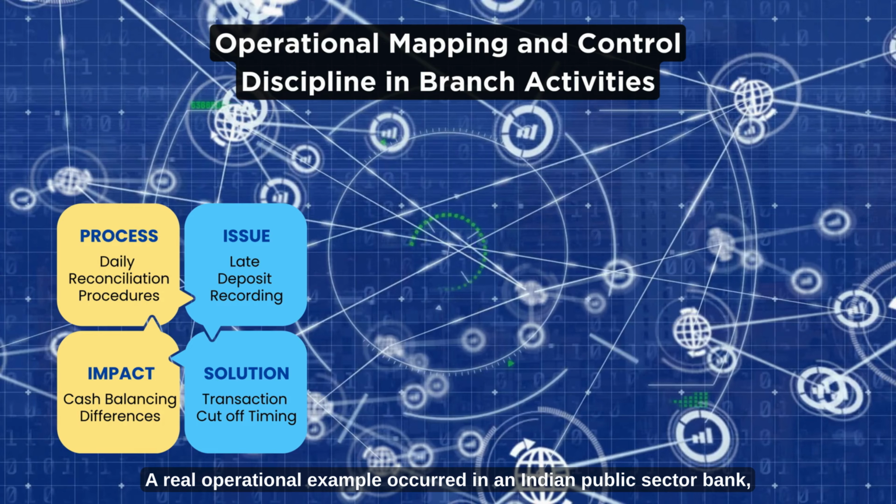A real operational example occurred in an Indian public sector bank, where a branch faced repeated cash balancing differences. After management mapped the full workflow, they discovered that deposits received near closing time were sometimes recorded after the teller reconciliation process had already started. By redesigning the workflow and establishing a strict cutoff time for transaction entry before reconciliation, the discrepancies were eliminated. This case illustrates why workflow visibility is critical.